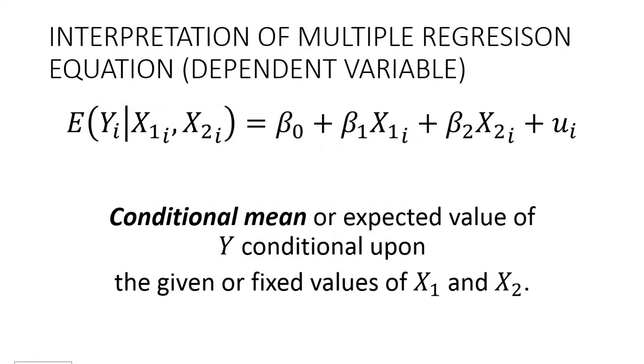Okay, so if your model is designed nicely, so it's unbiased and so on, then you interpret the value of y-hat as the conditional mean or expected value of y conditional upon the given or fixed values of the independent variable x1 and independent variable x2. So again, this is very similar to what we discussed before, but now you have to take into account the values of both x1 and x2.